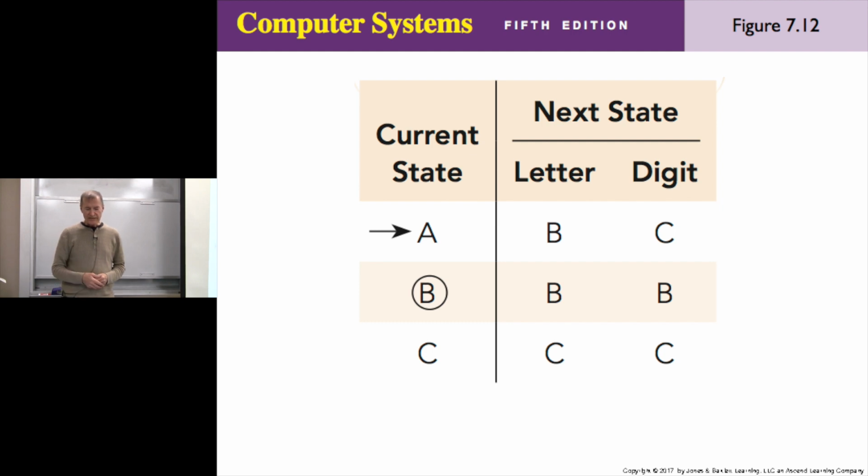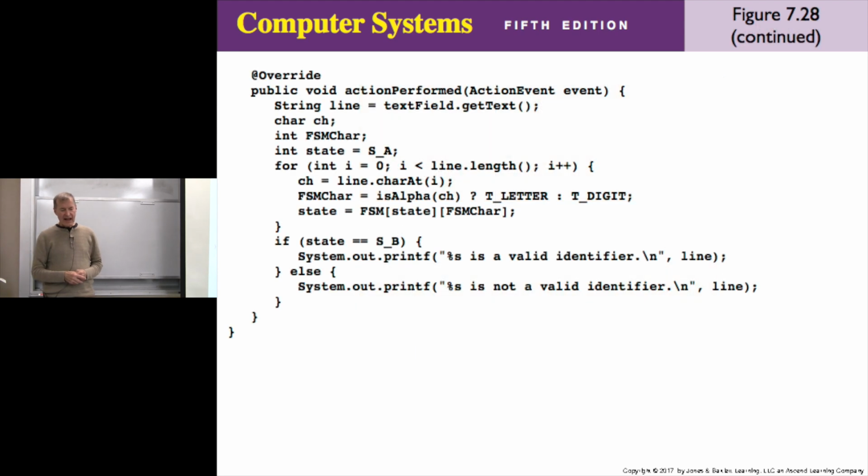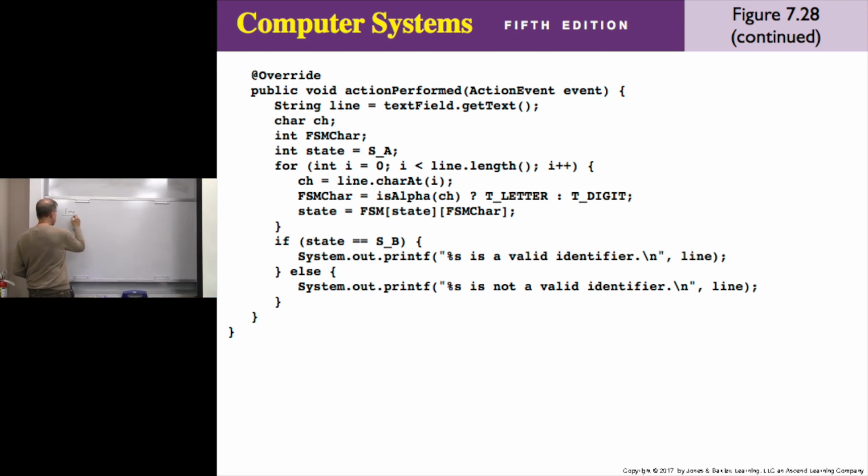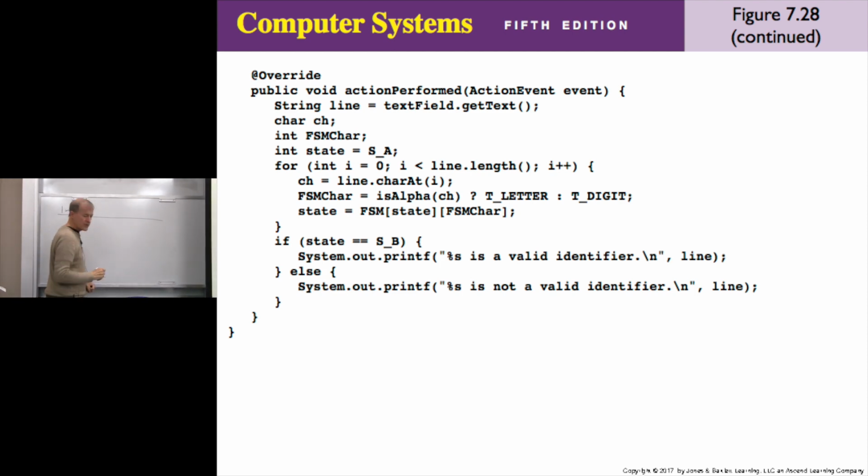And now, here is actionPerformed. So this is what happens when we click the button and actually run the program. So now to illustrate this, we're going to do a trace. We're going to trace through it. Now, what variables do we have in here? We have line. Okay, so here's line. What other variables do we have? CH is a char. Is everybody good?